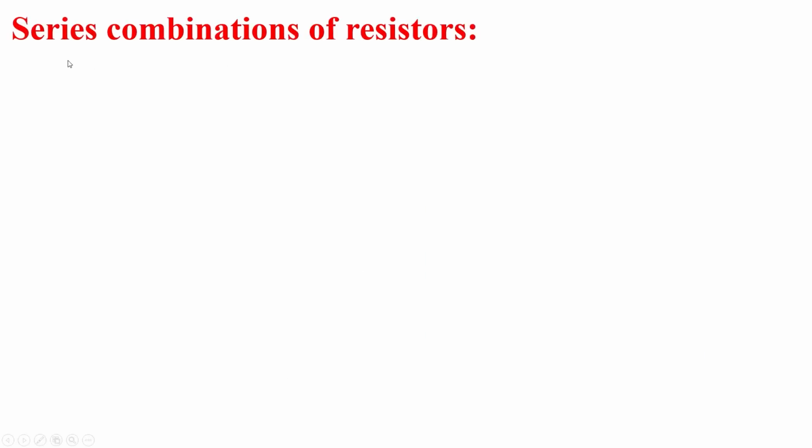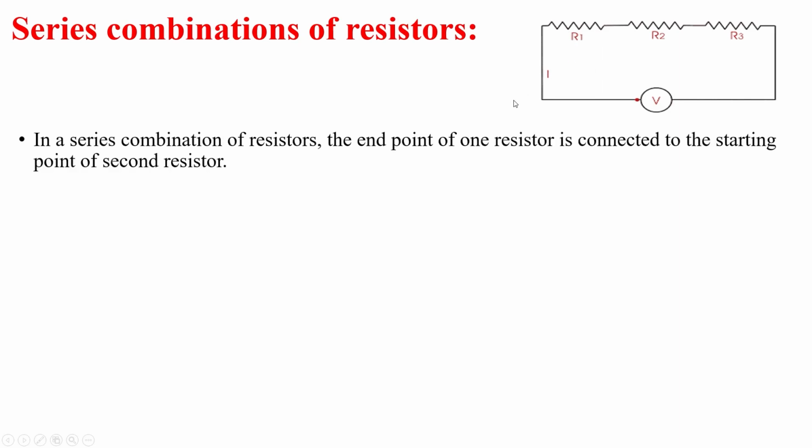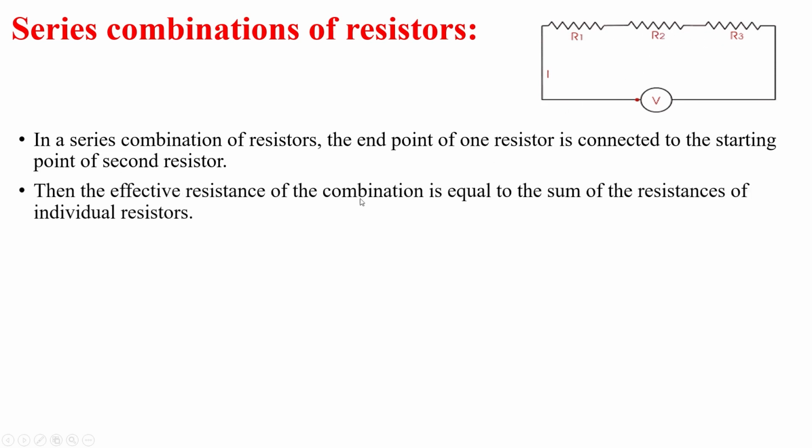So let's begin with the series combination of resistors. You can see over here that if the end point of one resistor is connected to the starting point of another, the resistors are connected in a series manner, side by side. Then the effective resistance of the combination is equal to the sum of the resistances of the individual resistors. That is, total resistance is equal to R1 plus R2 plus R3 and so on.